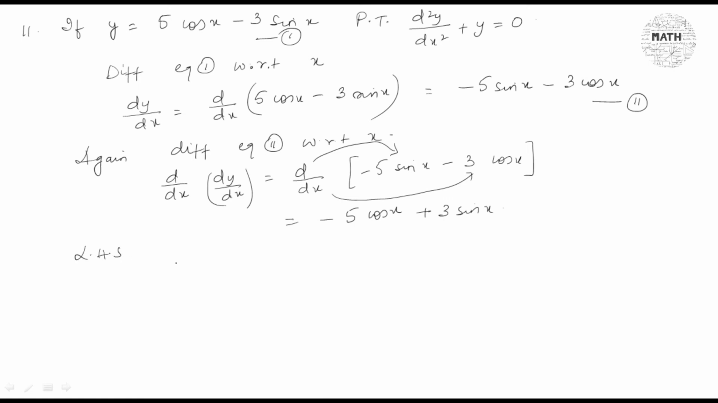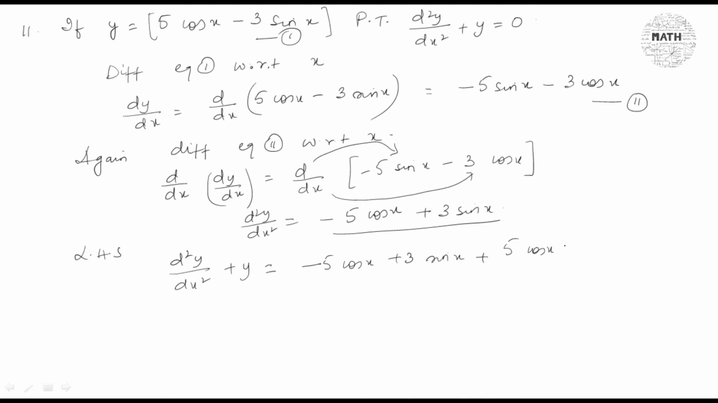Your left hand side is given to be d square y by dx square plus y, which is nothing more than d square y by dx square, which happens to be this one. So I'll just write the same thing, minus 5 cos x plus 3 sin x. And in a similar way, the value for y happens to be this one. So that will be nothing more than 5 cos x minus 3 sin x.